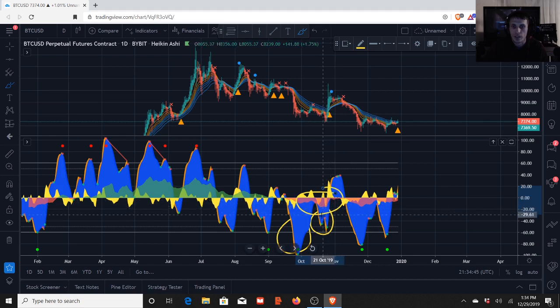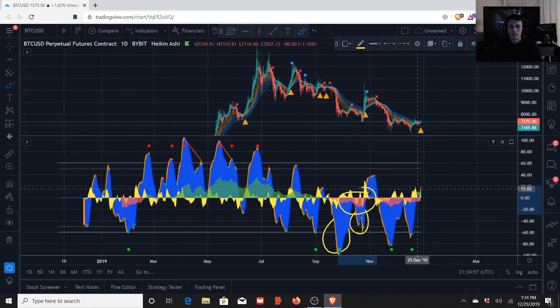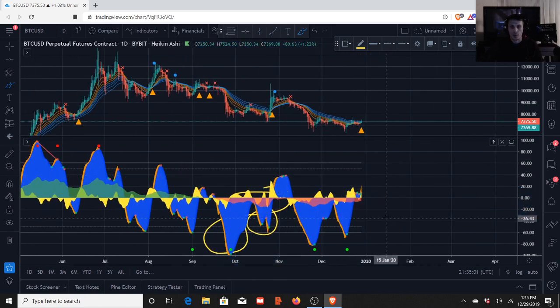And if we would have entered right down here at the bottom of this wave, right as soon as we would have seen it starting to turn, enter in your long position, and that would have been a nice little run up right there. And that's one of the easiest strategies to do with this script.